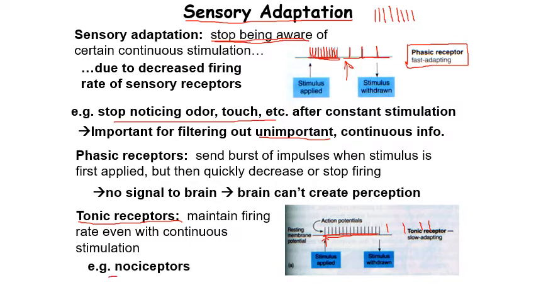So nociceptors are tonic. They don't slow down. You get a constant, hey, there's pain here, there's pain here. That's letting your body know you need to take some action to relieve that pain.